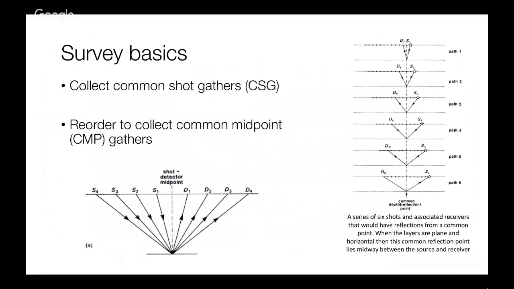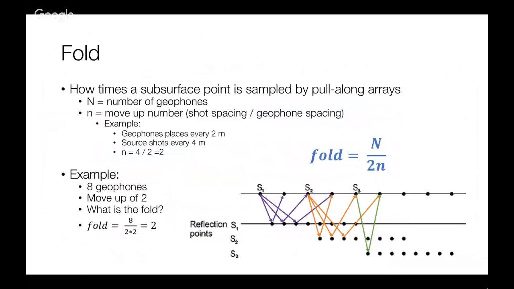And so as we're going through this, we can think about the fold of a survey. And the fold is basically just how many times you've sampled any given midpoint. So these dots are offset just to show each one of these represents a different move up of your source.